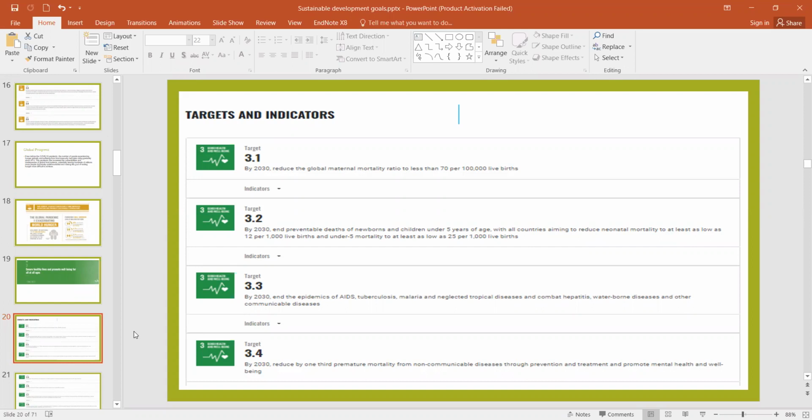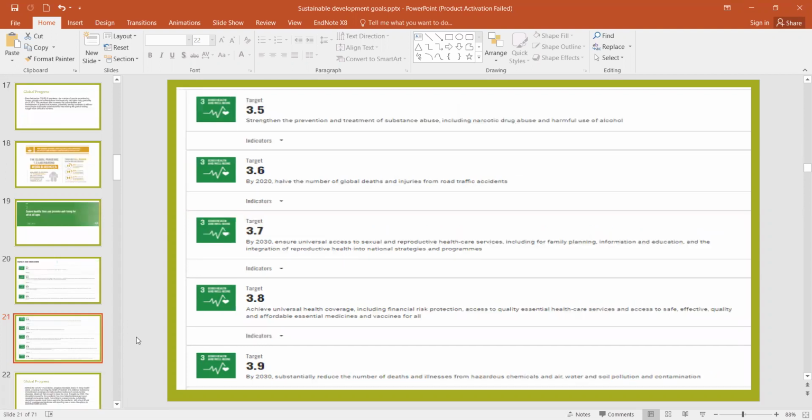1,000 live births. By 2030, end the epidemics of AIDS, tuberculosis, malaria, and neglected tropical diseases, and combat hepatitis, waterborne, and other communicable diseases. By 2030, reduce by one-third premature mortality from non-communicable diseases through prevention and treatment, and promote mental health and well-being. Strengthen the prevention and treatment of substance abuse, including narcotic drug abuse.